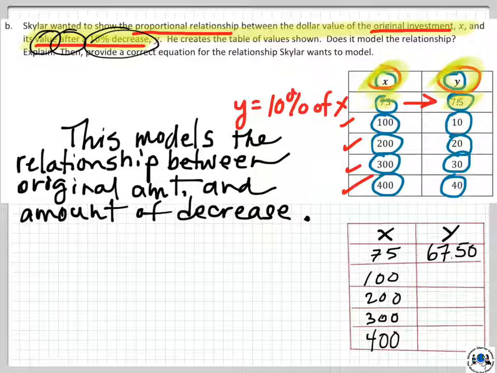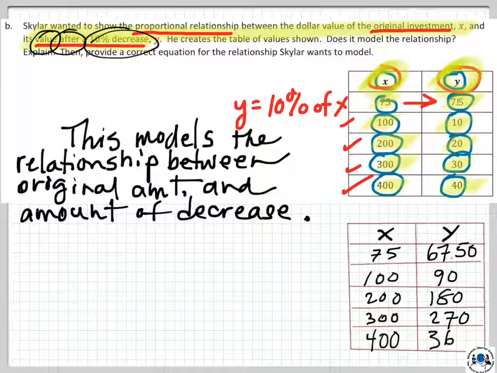$75 after a 10% decrease is going to be 67.50. 100 after a 10% decrease is going to be 90. 200 after a 10% decrease is going to be 180. 300 after a 10% decrease is going to be 270. And then 400 after a 10% decrease is going to be 360. So this table down here models what Schuyler had intended to model.